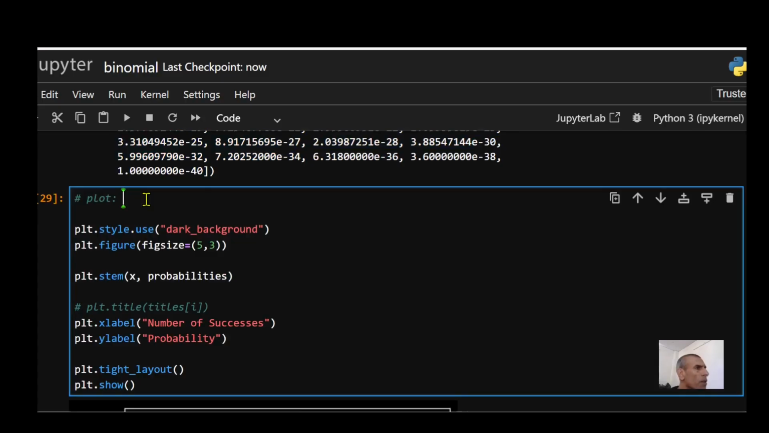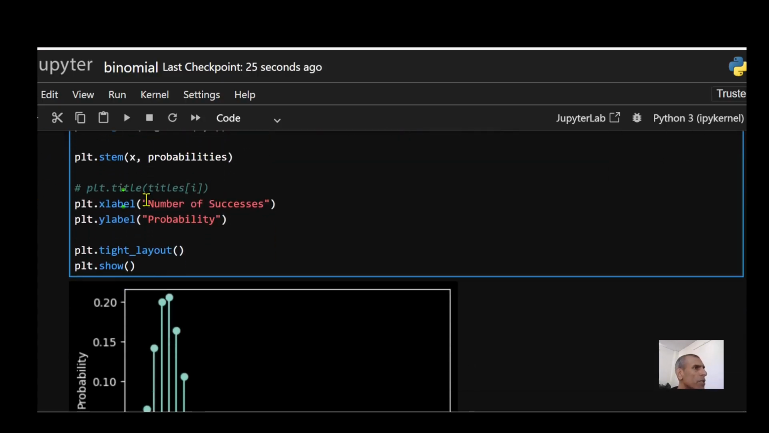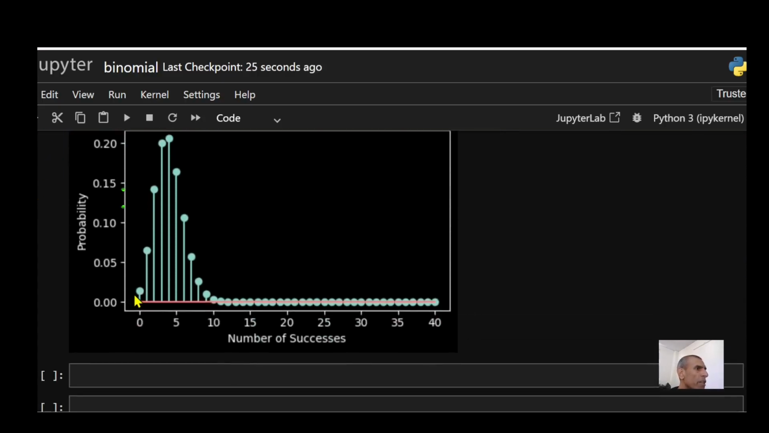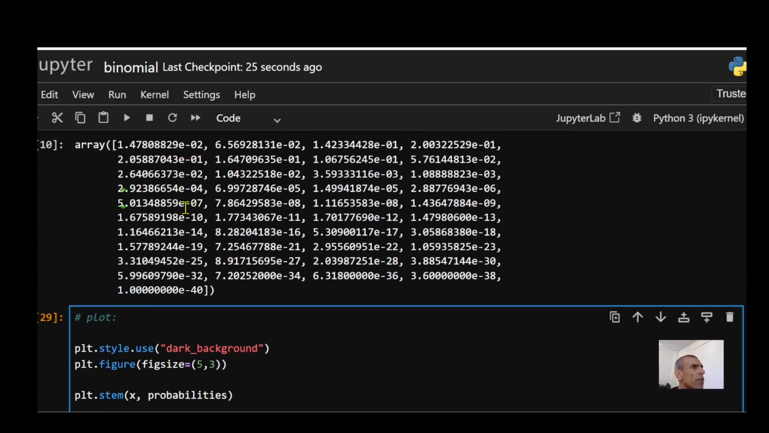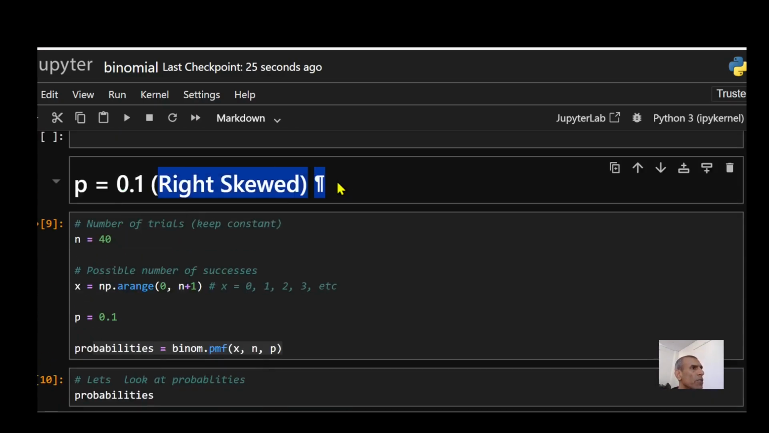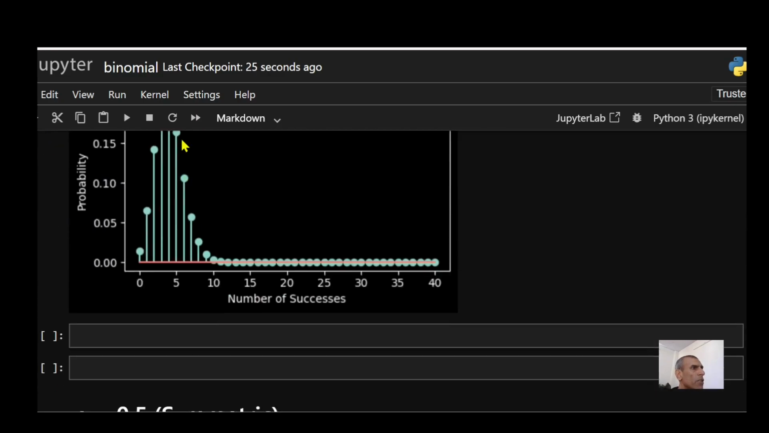Okay, I'm going to plot them. I plot that using a stem plot, and you can see that initially the probability increases: 0 successes, 1 success, 2, 3, 4, 5. So it goes up a little bit, and then it starts coming down and keeps going down. In this case, you can see that your graph is, what skew is that? That would be right skewed. Your graph is skewed towards the right direction.